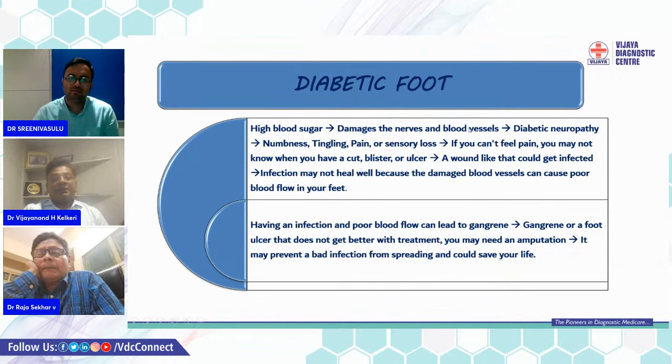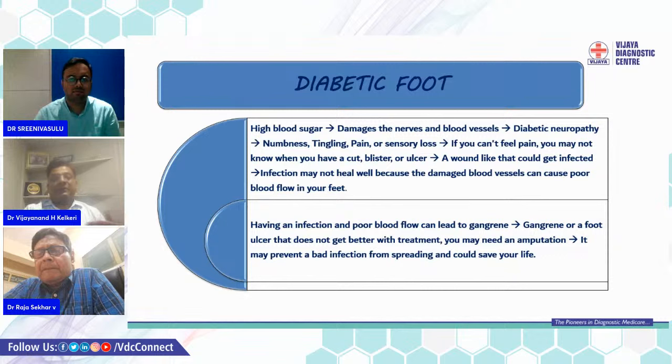This is when most of the patients come to the doctor. Then they think it's a very benign process, or they ignore it. It's terrible. They come to the doctor, and here this clinician's work starts. Basically, because of having the infection and poor blood flow, the changes of gangrene start happening, and this gangrene or foot ulcer does not get better with the treatment, and ultimately may lead to amputation.